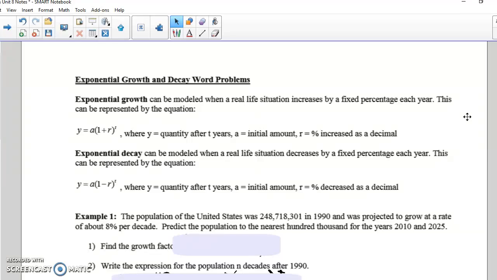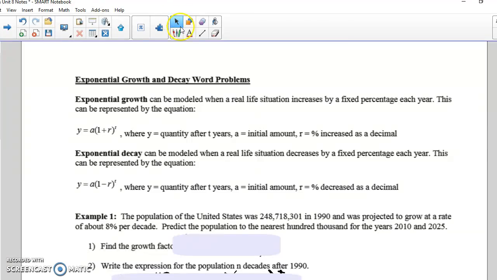The example I gave before was thinking about money in your bank account. You have a set interest rate, sorry for that mind blank right there, where your money is going up by a fixed percentage each year. We model this as y equals a times (1 plus r) to the t power.